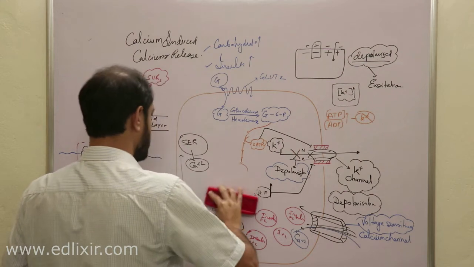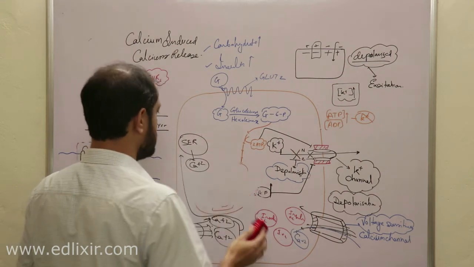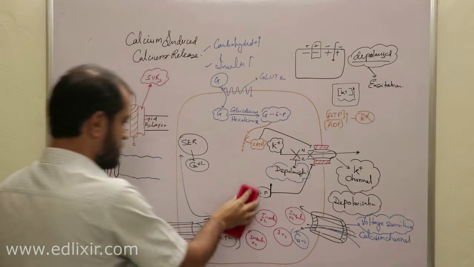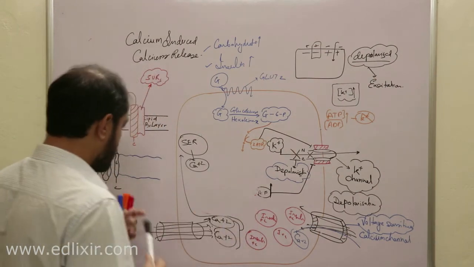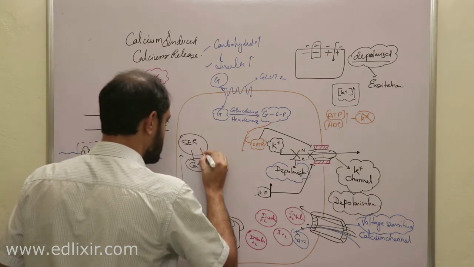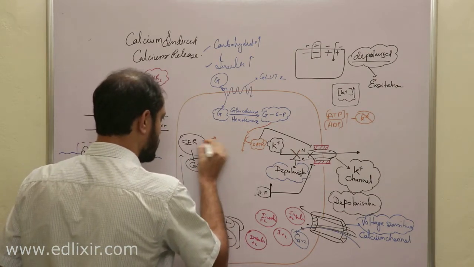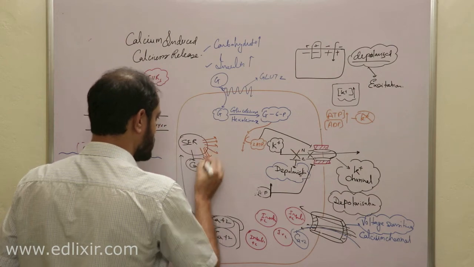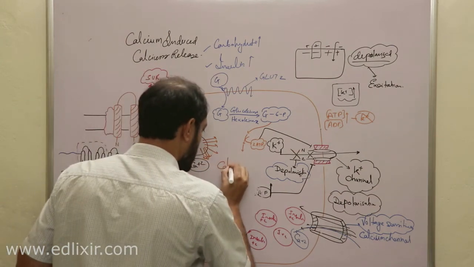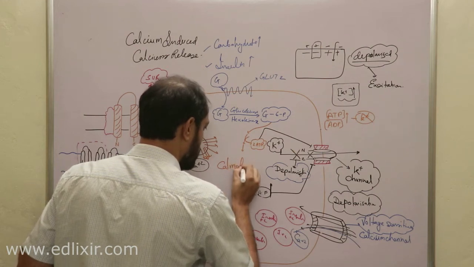I will have to make this diagram a little bit big. Okay, I can manage here. Now listen. After that, what happens is, these calcium ions which are coming out of the smooth endoplasmic reticulum will actually bind with calmodulin.